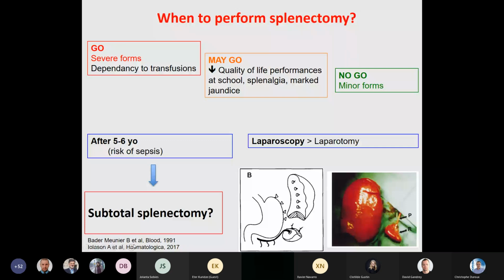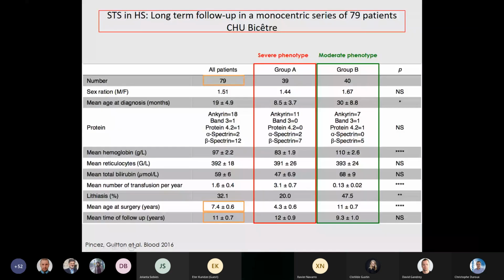And I show here the results of a retrospective study we performed and published in 2016 on 79 patients who were partially splenectomized in CHU Bicêtre Hospital, and you can see that there were two main indications of this partial splenectomy. The first one, group A, was a severe phenotype. These children were young, they had severe anemia, and were most of the time transfusion dependent. So this was the first indication.